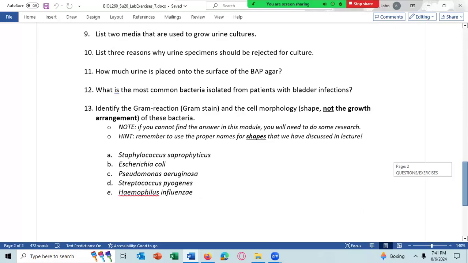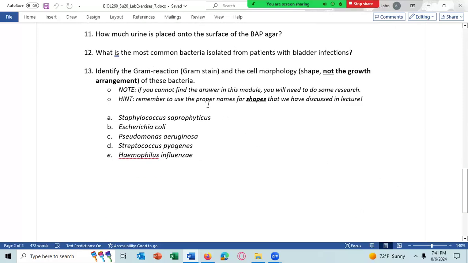And then 13, identify the Gram reaction, that's the Gram stain, and the cell morphology, the shape, not the cellular growth arrangement of these bacteria. 13A, Staphylococcus saprophyticus. 13B, E. coli. 13C, Pseudomonas aeruginosa. 13D, Streptococcus pyogenes. And then 13E, Haemophilus influenzae.